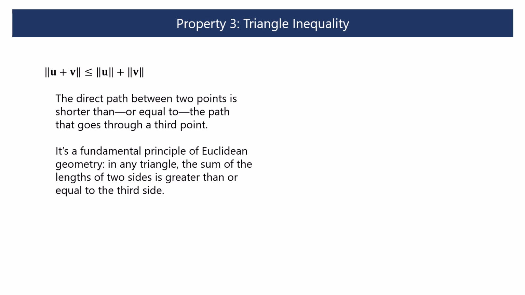This expresses the idea that the direct path between 2 points is shorter than or equal to the path that goes through a third point. This property is also essential for understanding how norms preserve linear structure and geometric consistency in vector spaces. It is a fundamental principle of Euclidean geometry. In any triangle, the sum of the length of two sides is greater than or equal to the third side.